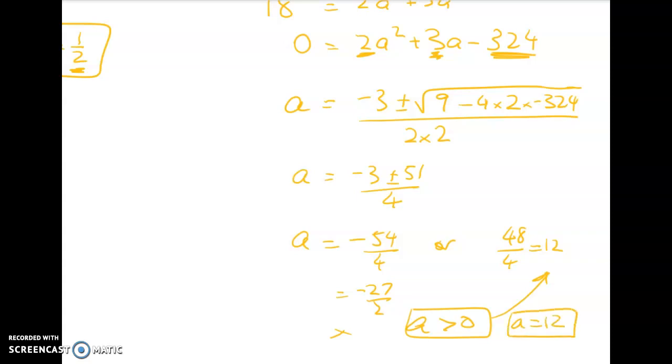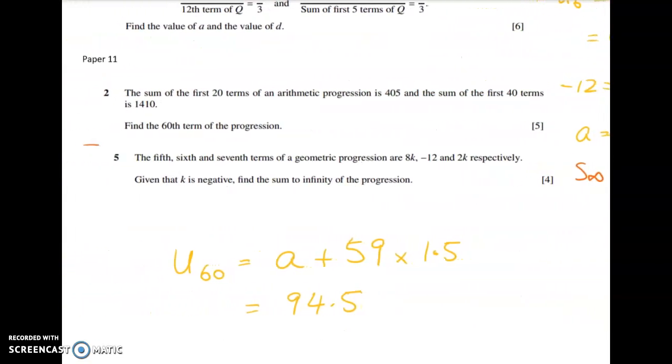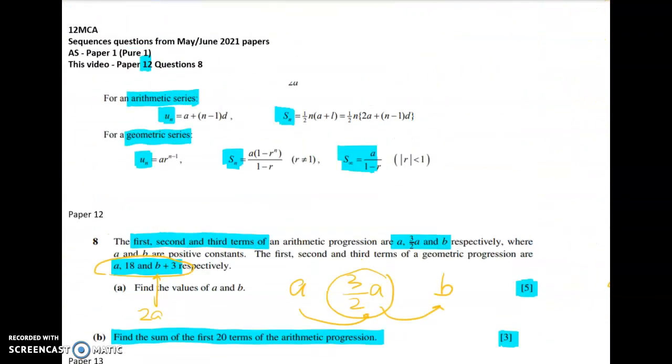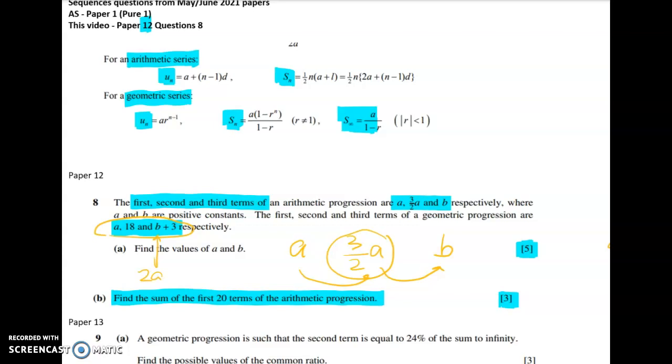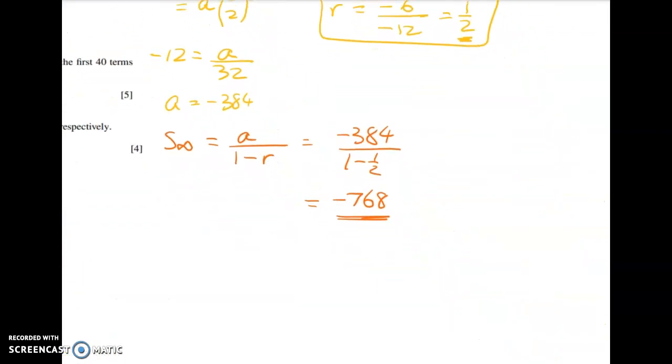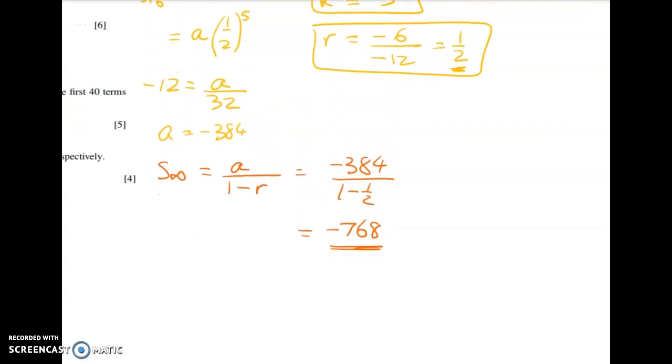So we've got that done. Now let's just go back to the question and have a read of what we've got there. What do we have to do? Well, we have to find A and B, right? So we found A is 12, and we know that B is equal to 2A. So we're nearly done. And then the second part is to find the sum of the first 20 terms of the arithmetic progression. And I'm going to use this formula here. But first I've just got to finish this off and find B.